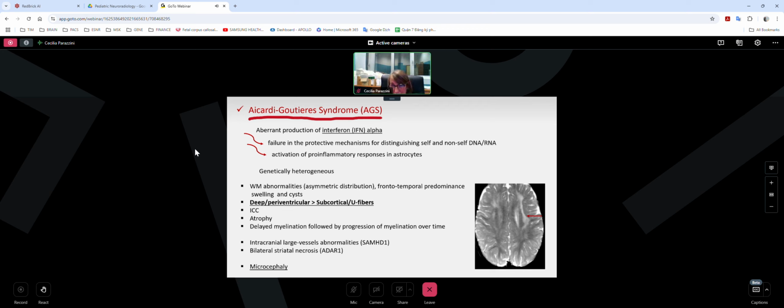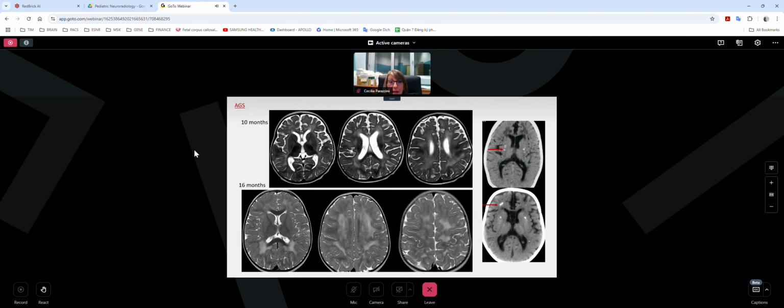Then there are two particular radiological patterns with a very strong association with particular mutations. For example, we have intracranial large vessel abnormalities with SAMHD1 and bilateral striatal necrosis with ADAR1. These patients are usually microcephalic.